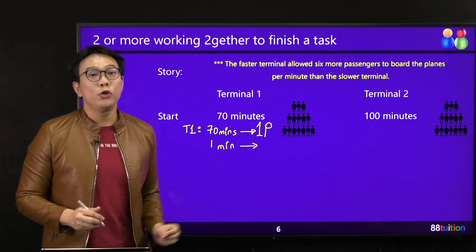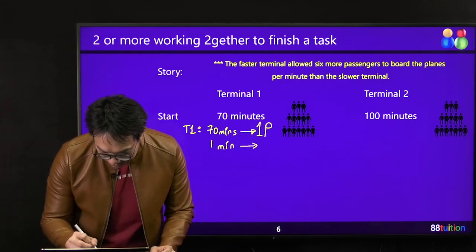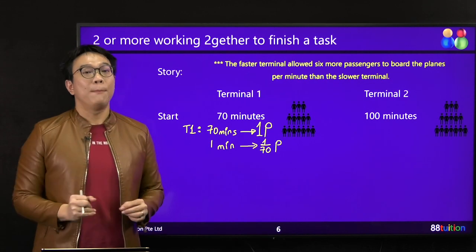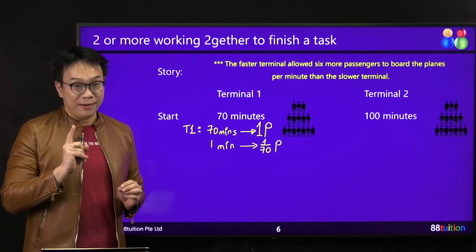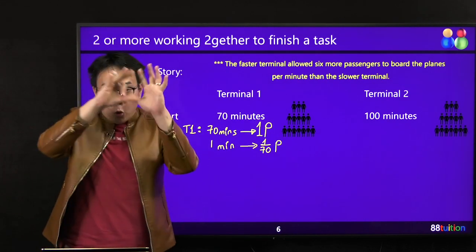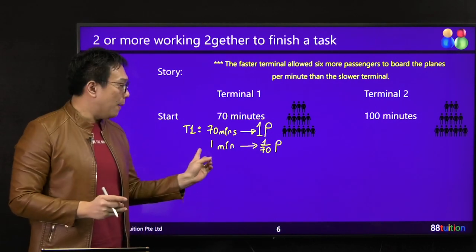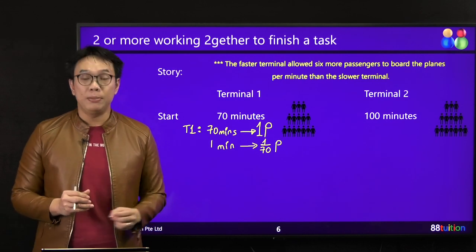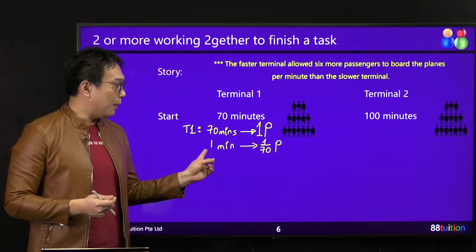Down here, what must you do? You must also divide by itself. So down here, it's like 1 over 70 P that will board the plane in that 1 minute. Alright, so 1P represents the total number of passengers. In 1 minute, 1 out of 70 of P can board the plane only. P means passengers. So this is the 1 minute basis.